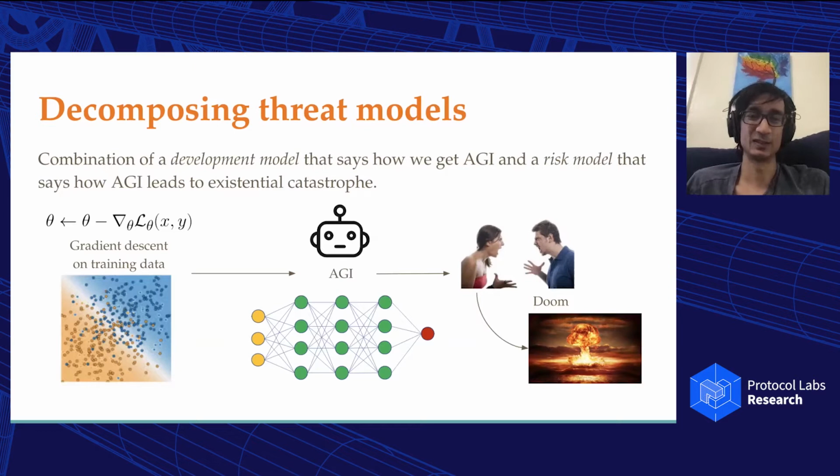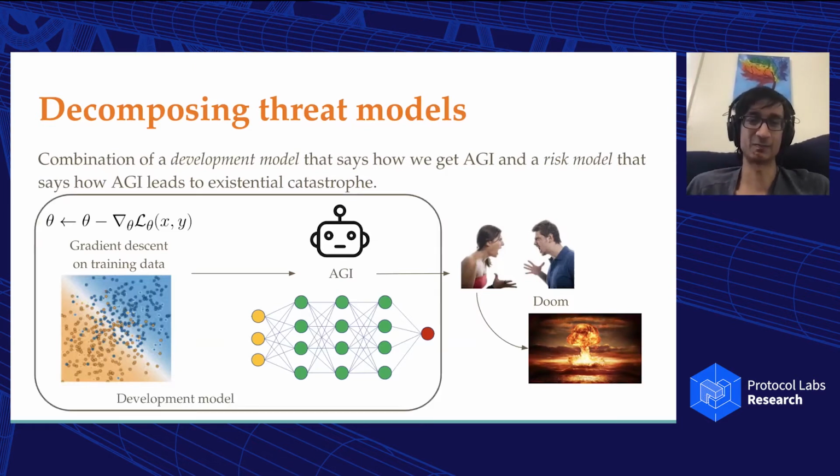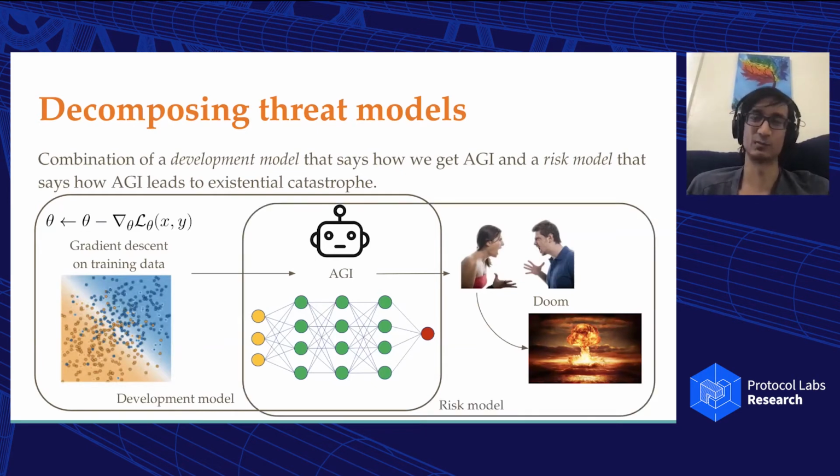So here, the development model is this part, which tells you how we get from today to an AGI. And then the other side is the risk model, which tells you how you get from the AGI to existential catastrophe.